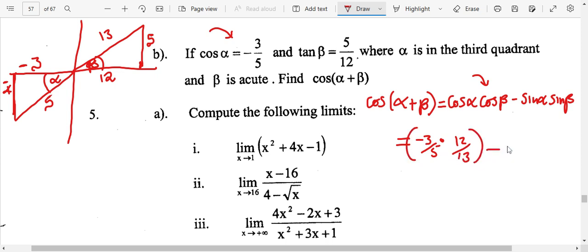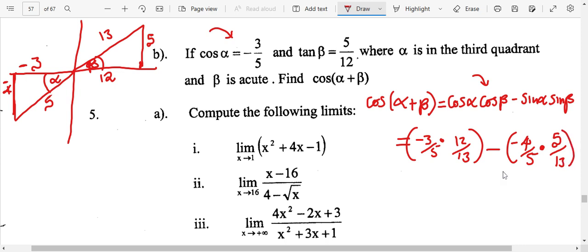And then minus, we're going to say sine alpha. The sine of alpha, what do you think? What would be sine alpha? Sine alpha is going to be negative 4 over 5. What of sine beta? Sine beta is going to be 5 over 13. Okay, 5 over 13.